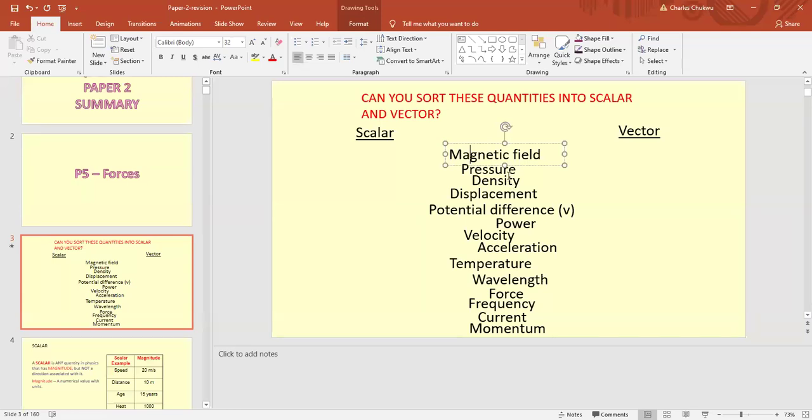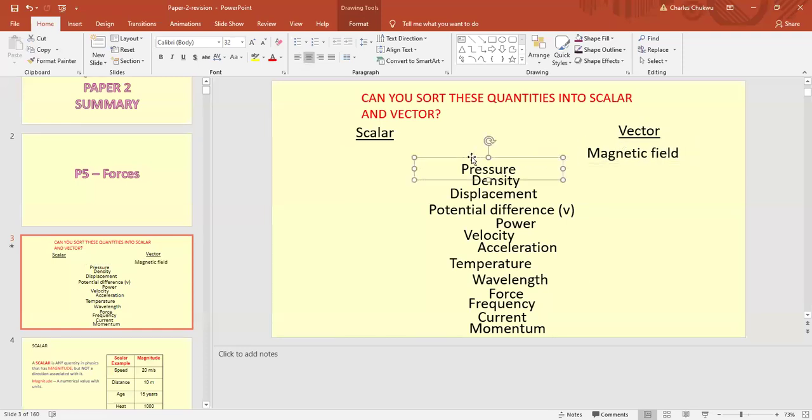So magnetic field. Now, the field itself has direction. Let me explain. Do you remember that when I was drawing those lines of the flow of the magnetic field, it had arrows? Did you remember that it had arrows? Oh, yes. So it's actually a vector. So if I'm to group it, I'll put it under vector.